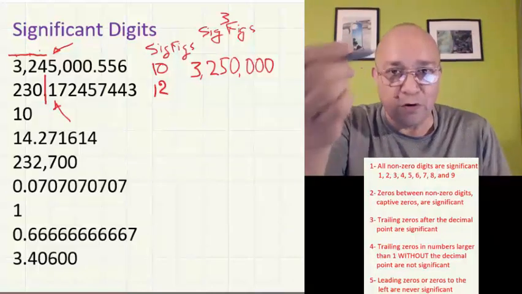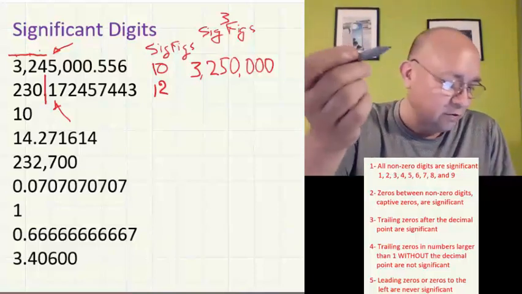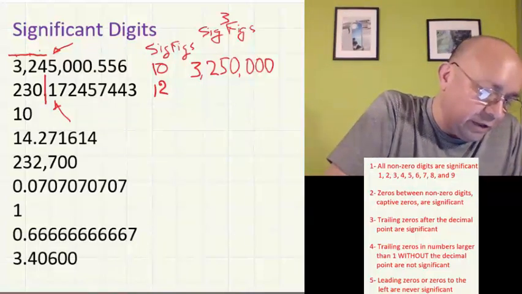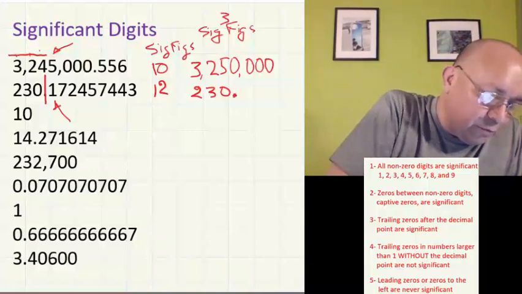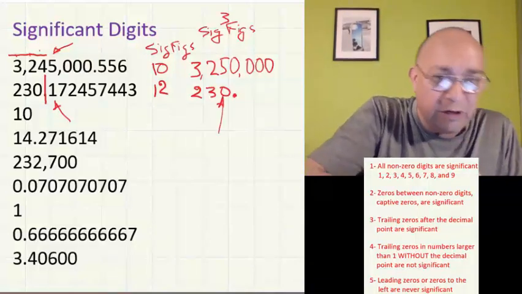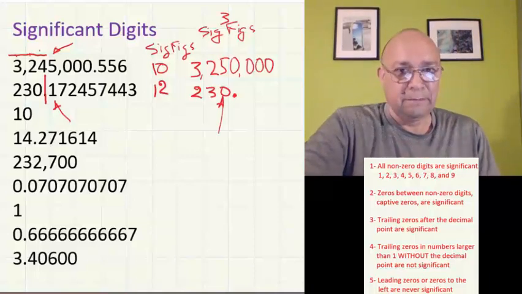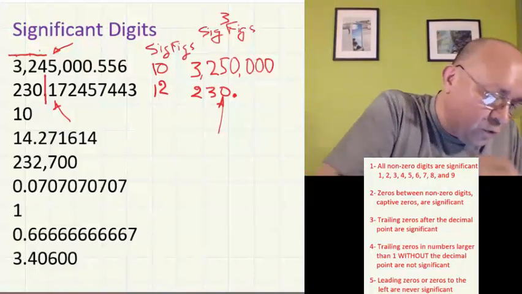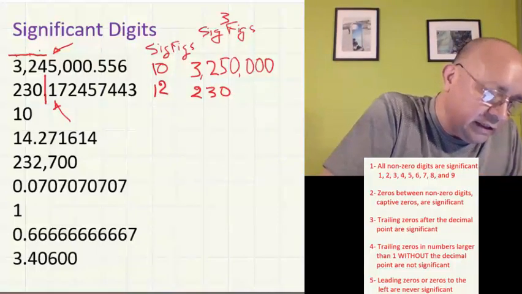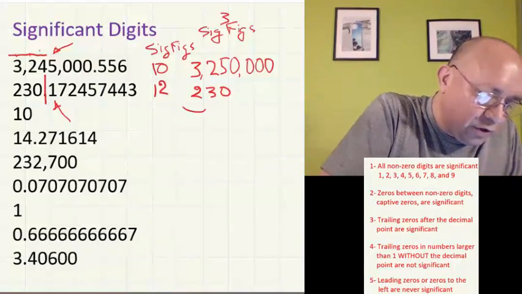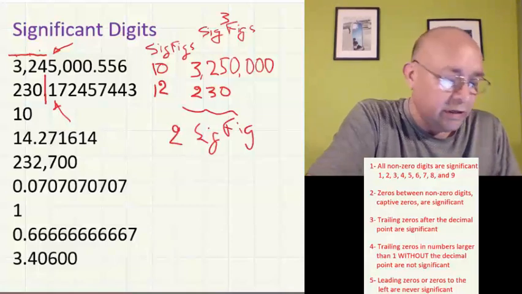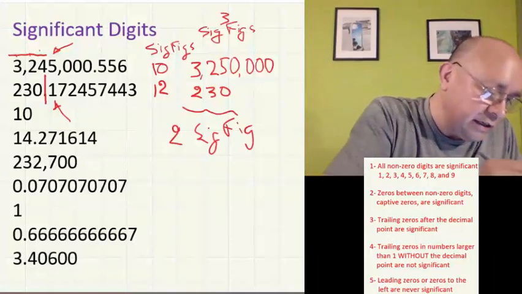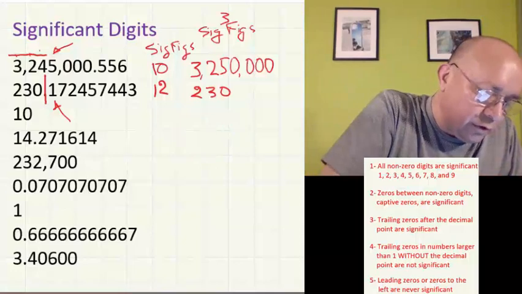This number 1 is 4 or less, so the 0 remains, so we don't have to make any changes. So the number will be 230. Here we have to put the decimal point. Why? Because if we don't put the decimal point, this 0 will become not significant. So in that case, without the decimal point, this is just 2 significant digits. This is 2 significant figures because it doesn't have the decimal point. If I want this to be 3 significant digits, then I have to put the decimal point.